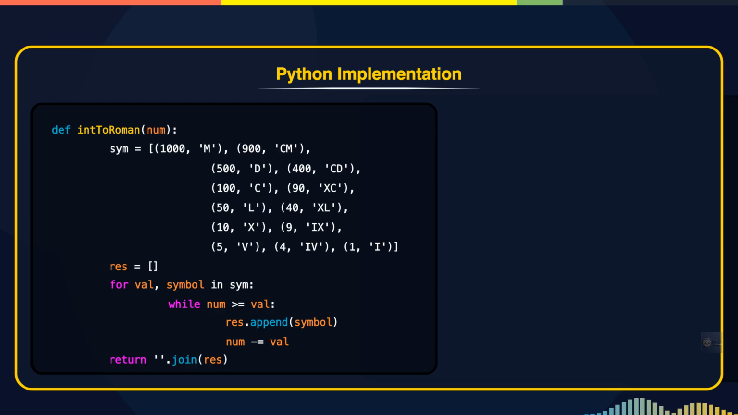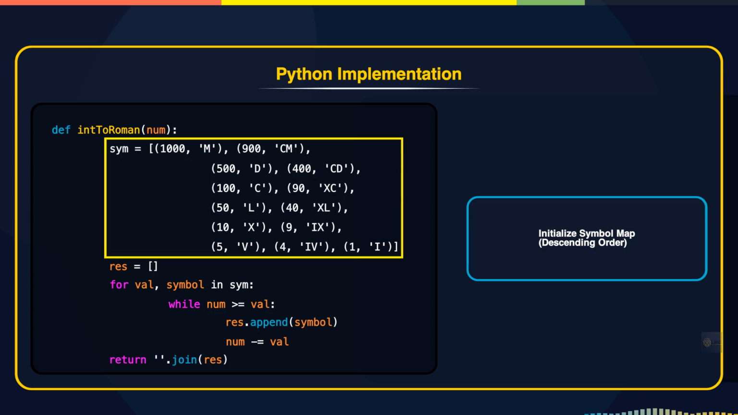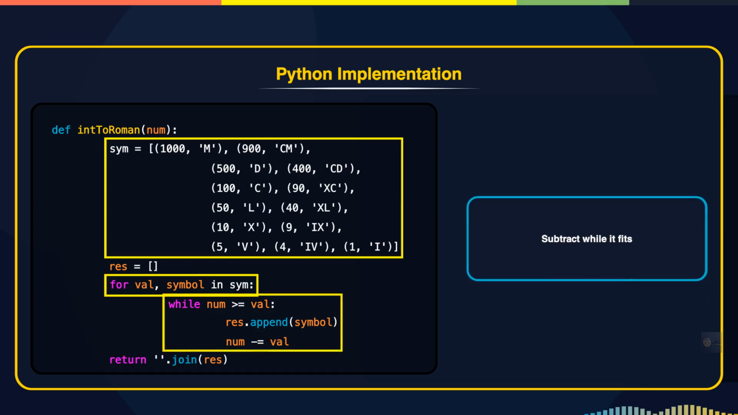We define a function called int to Roman. We start by creating a list of tuples called sym, containing our values and their corresponding Roman symbols, sorted in descending order. We initialize an empty list called result to store our characters. Then, we iterate through each value and symbol in our reference list. Inside the loop, while the remaining number is greater than or equal to the current value, we append the symbol to our result and subtract the value from our total. Using a list and then joining it is more efficient than string concatenation in Python. Finally, we return the joined string.